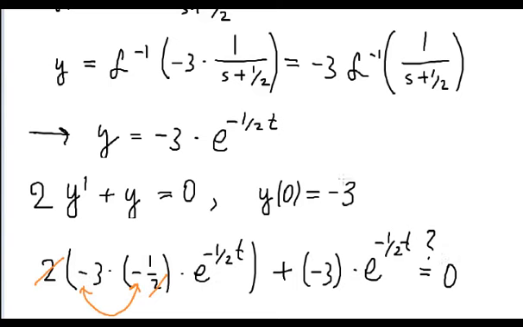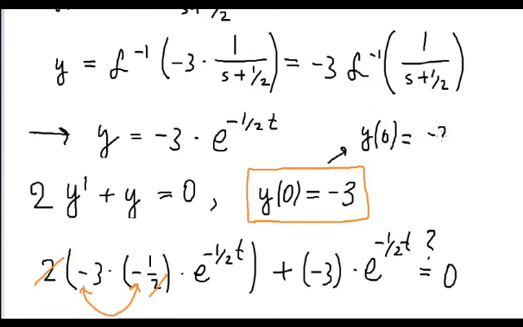What about the initial value condition? We shouldn't forget about that. Does the initial value condition hold as well? Well, if I put t equals 0 in this equality for y, let's actually carry out that calculation. So y of 0 will be equal to minus 3 times e to the power minus a half times 0. And e to the power 0 is 1, of course, so the answer is indeed minus 3. So the initial value condition also holds. So quite remarkably, we didn't make any mistakes. And now we can be happy that we solved an initial value problem using the method of Laplace transform.